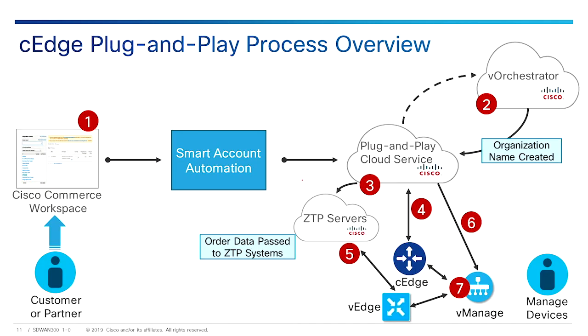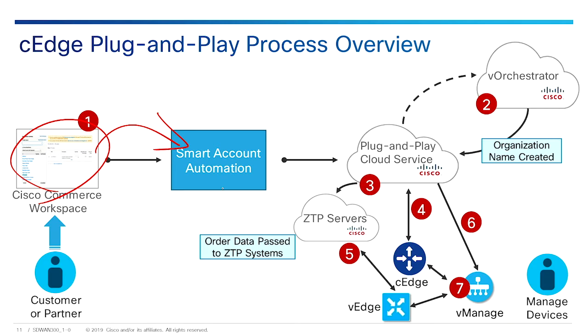Okay. So for C-Edge devices, the Cisco Edge devices, it's a bit different. Basically, we're going to be running something called a plug-and-play process instead of zero-touch provisioning. It's similar, but there's a little bit more stuff that has to go on in the back end of your environment. So basically, you're going to create an order on CCW, the Cisco Commerce Workspace, all right? And the order is going to be bound to your customer's smart account, okay? So we're going to create that order. It gets bound to the smart account.